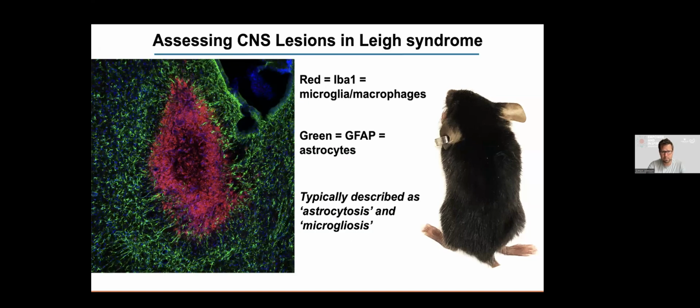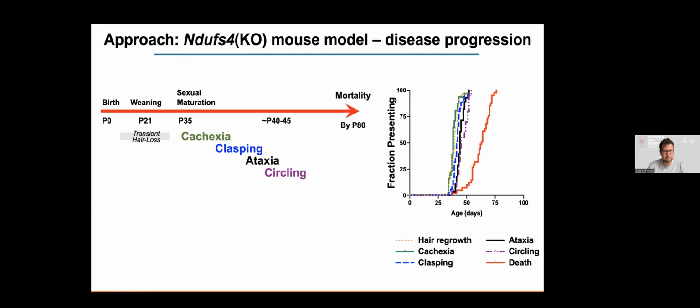This is just a quick picture to show you how we look at these lesions in a mouse brain. This is a part of the brain stem that we've stained with antibodies that mark inflammatory cells, microglia and macrophages. Those are in red here, and astrocytes. These are a supportive cell in the brain. They also respond to damage. These are in green, and you see this really huge neuroinflammatory lesion that we would typically describe as having astrocytosis and microgliosis because of the accumulation of those two cell types.